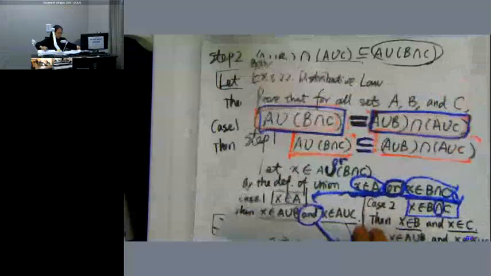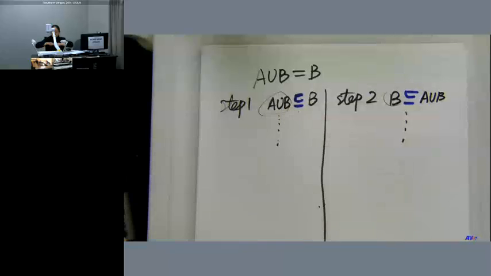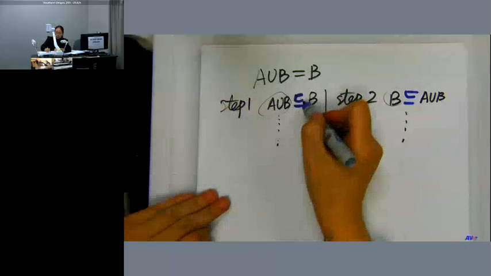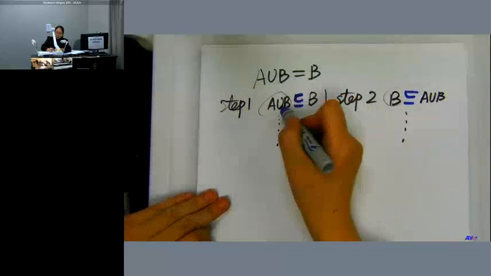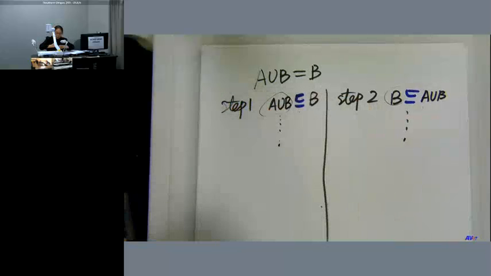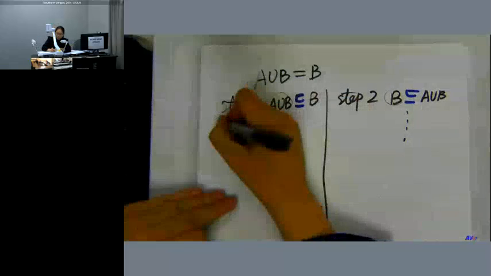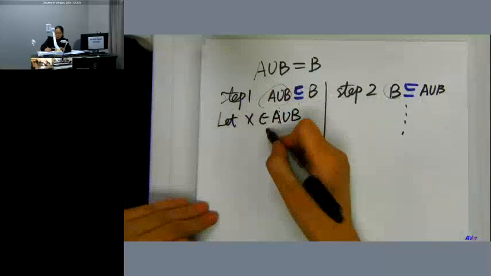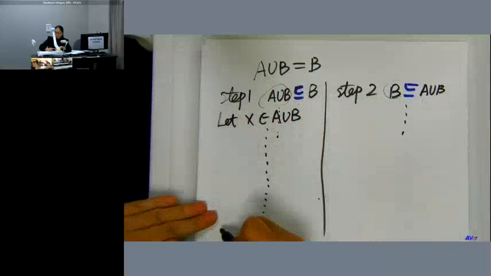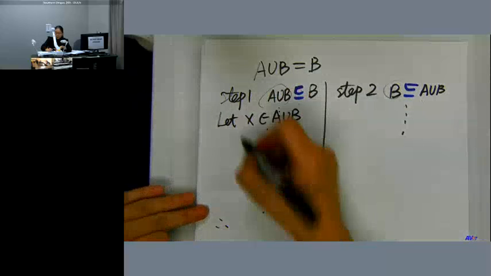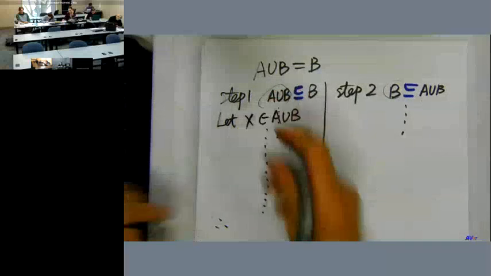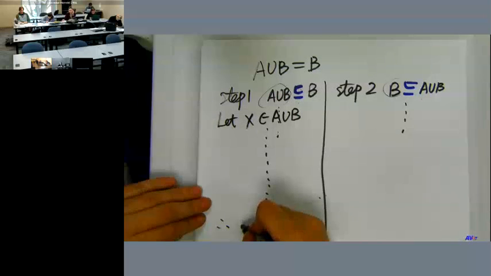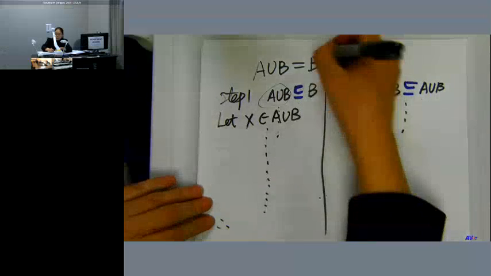So in order to prove, that's the first step, right? Whenever you do subset, you start with an element from A union B, like you said. So you pick an X from A union B. And what is your goal? You need to show what? A union B equals C. This is our final goal.